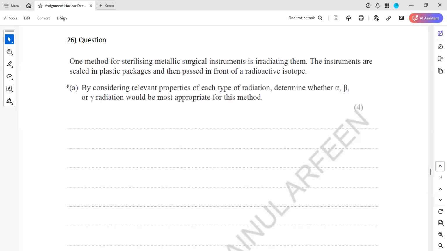So it's unsuitable. Gamma has the least ionizing ability, but it has a greater penetration. It can even pass through thick lead. So it's the most suitable because it will penetrate through the packaging and the metallic instrument. So for sterilizing the metallic equipment, gamma is more suitable as compared to beta or alpha.